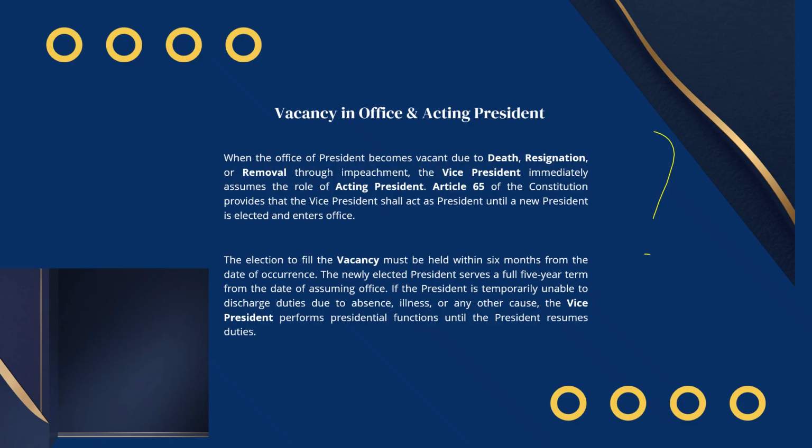Now, the last concept, that is what happens if the office of the President becomes vacant. So this is a very practical and important concept. The office of the president can become vacant due to death, resignation, or the process of impeachment that we discussed. In such situations, the vice president becomes the acting president, and this is mentioned under Article 65 of the Constitution.